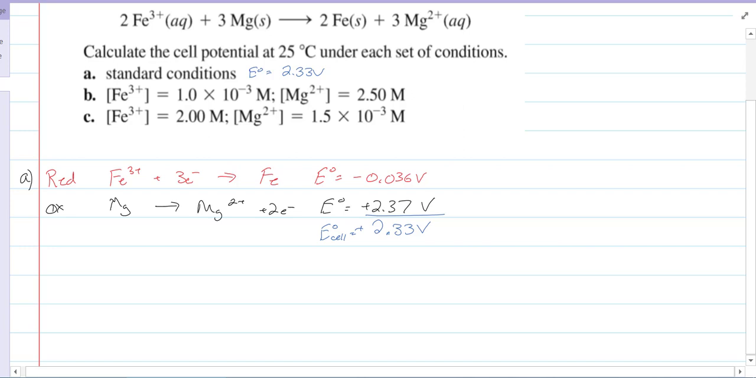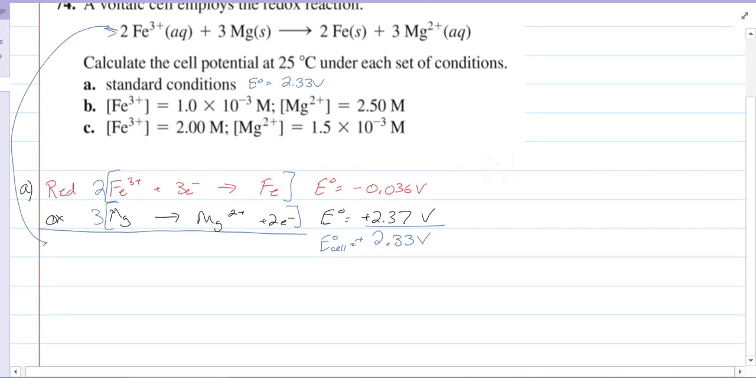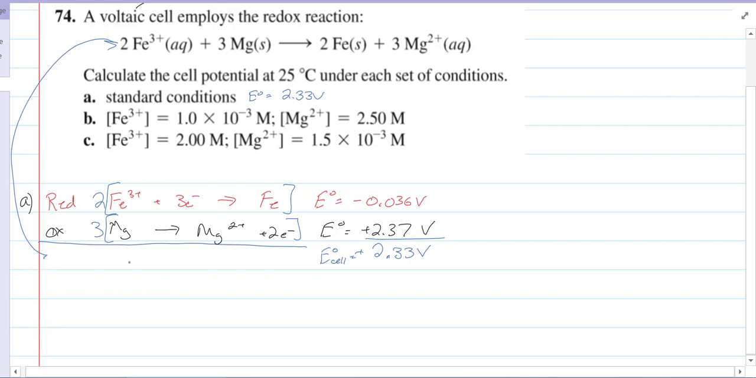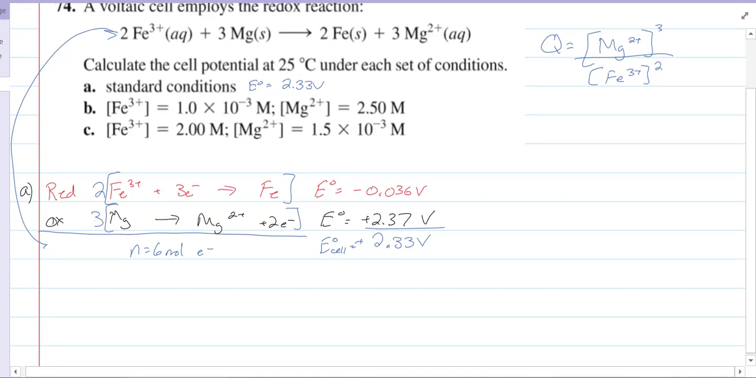Now, we have to put a 2 on the reduction one, and a 3 on the oxidation one. If I add up this reaction, it is right here. And the thing is that we know N equals 6 moles of electrons, right? Because 2 times 3 is 6, and 3 times 2 is 6. So N is 6. Q for this reaction would be magnesium 2 plus cubed all over iron 3 plus squared. That's very important for our Nernst equation for part B.